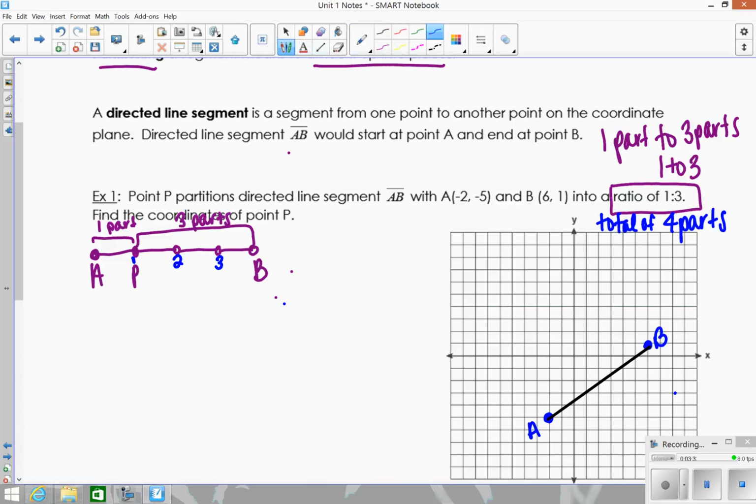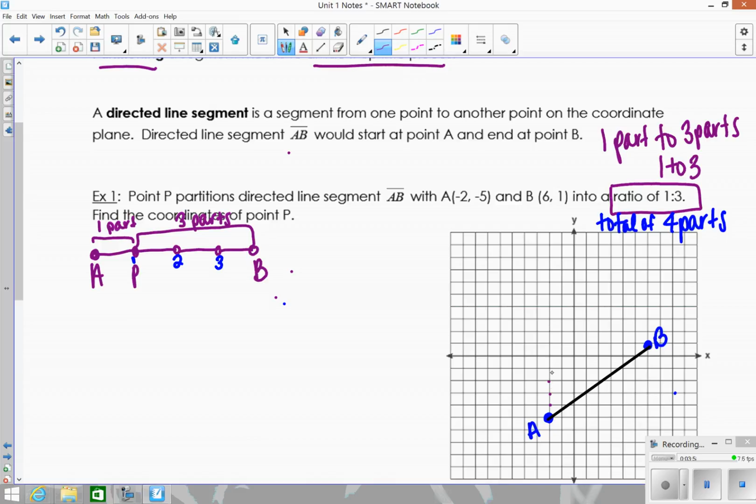It's going to be very similar to the midpoint process that we did, where you count the distance to get from A to B. A midpoint divides a segment into 2 equal parts, so you would cut that distance in half. But for this, I want it to be divided into 4 parts in a 1:3 ratio. So instead of cutting it in half, since I'm dividing it into 4 parts, I'm going to divide that distance by 4.